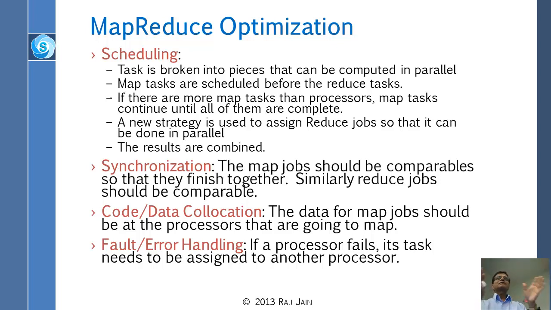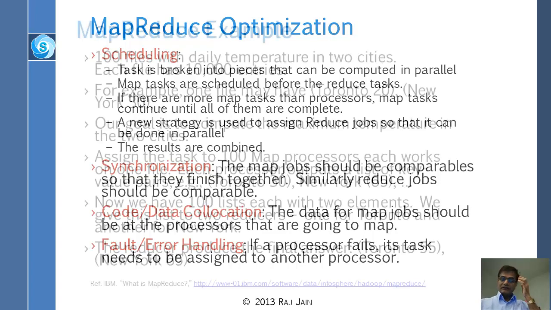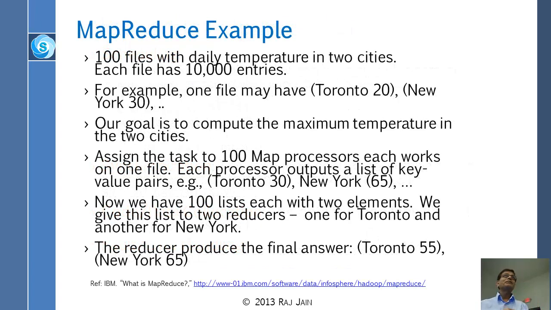Okay, so let's go back to our previous example. The question is, what happens if the processor fails? So you have 100 files, and you have 100 processors. If a processor fails, you will get 99 results, and one you will not get. So you will reassign it to somebody else.